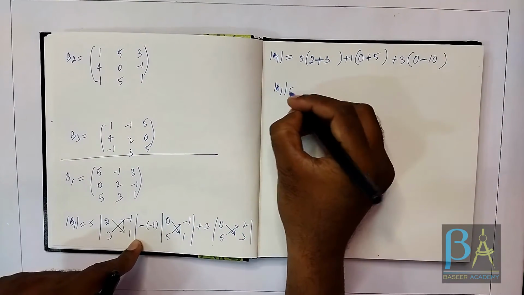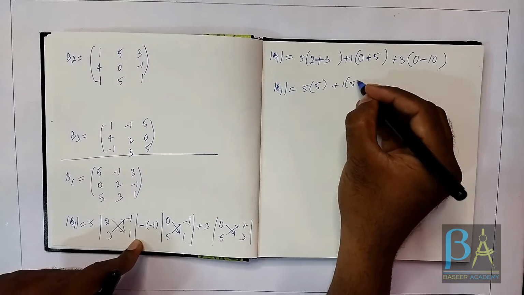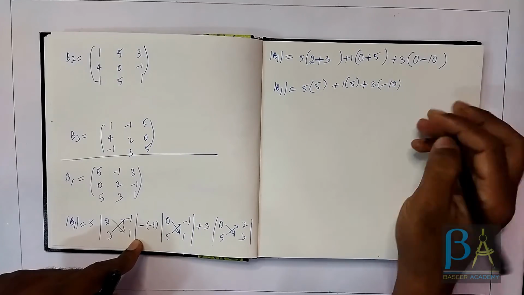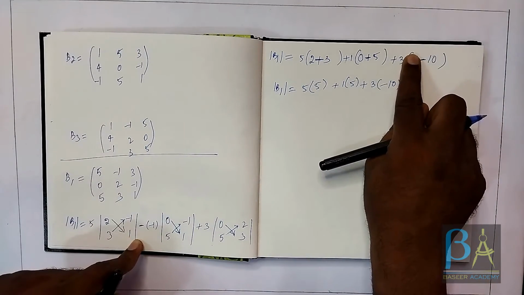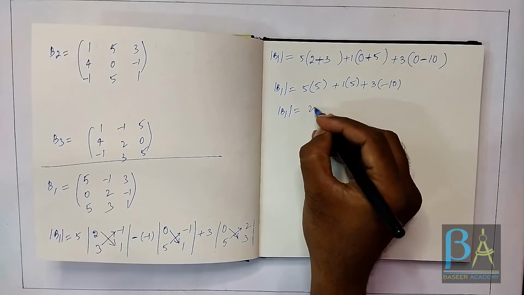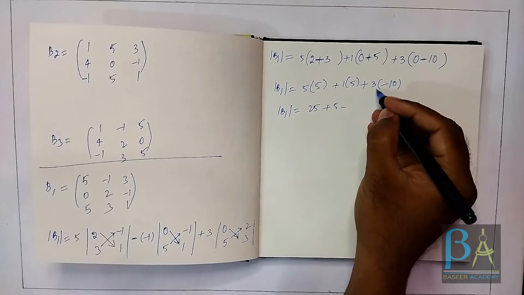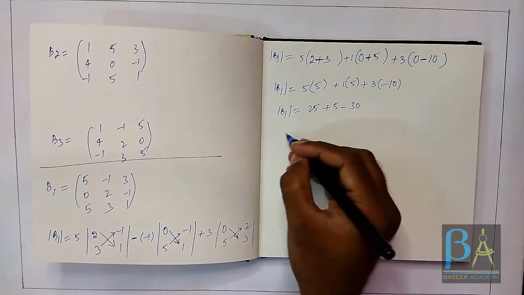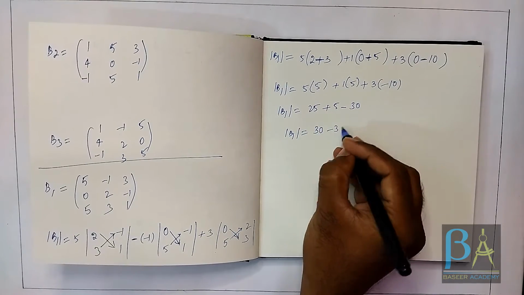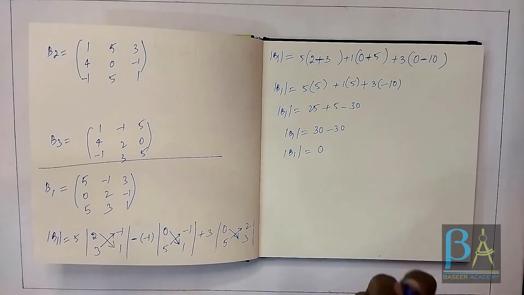So mod B1 is going to be 5 into 2 plus 3 is 5. 0 plus 5 is 5. 0 minus 10 is -10 itself. If you remove 0 here, you are left with -10 here. Now mod B1 is going to be 5 into 5, 25. 1 into 5, 5. Plus into minus is minus. 3 into 10 is 30. So mod B1 is going to be 25 plus 5 is 30, minus 30 as it is. Mod B1, I got it as 30 minus 30, which is 0.